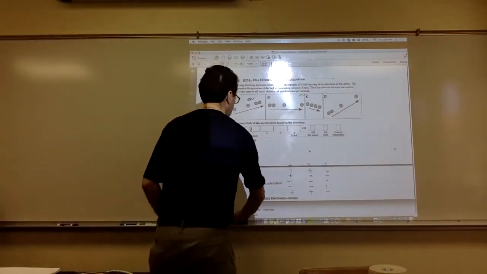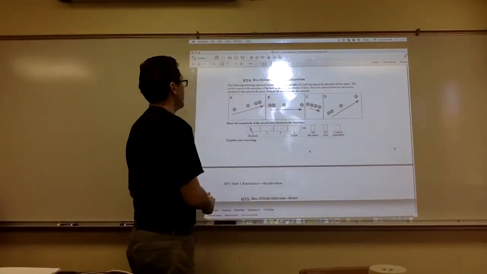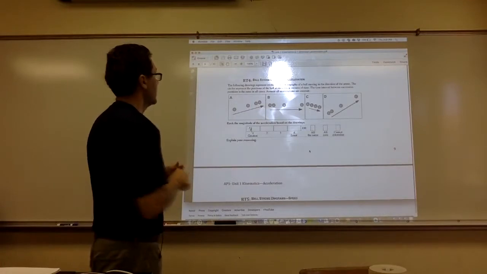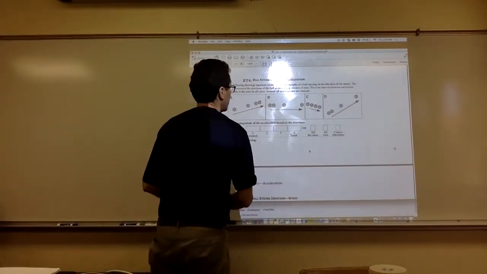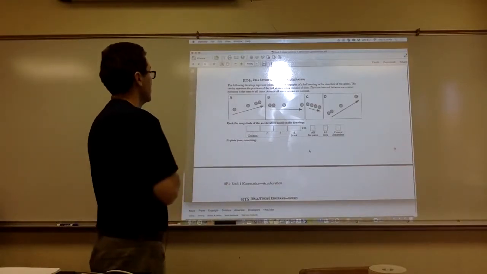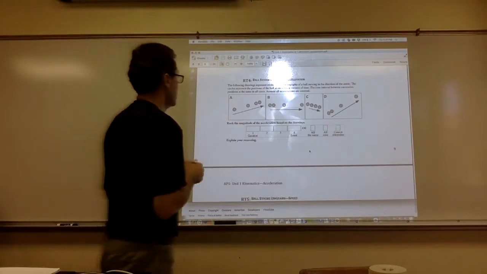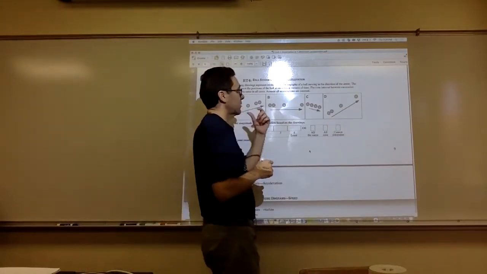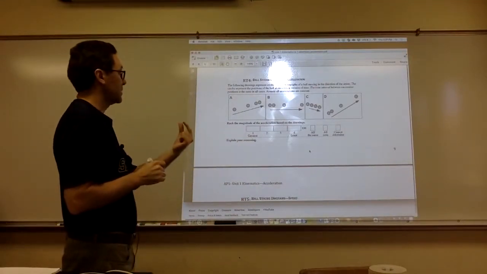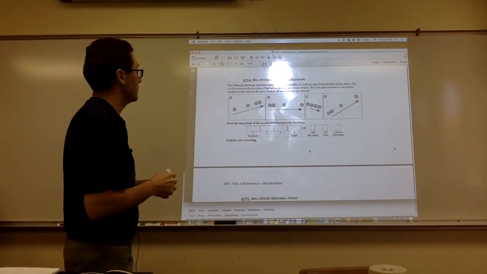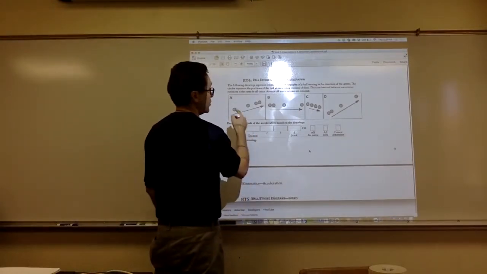All right, let's look at RT4. The following drawing represents strobe flash photographs of a ball moving in the direction of the arrow. Circles represent the position of the ball. Rank the magnitude of acceleration. So the magnitude of acceleration can be looked at as the spacing between the balls in time. When it's saying magnitude, we don't care about the direction.